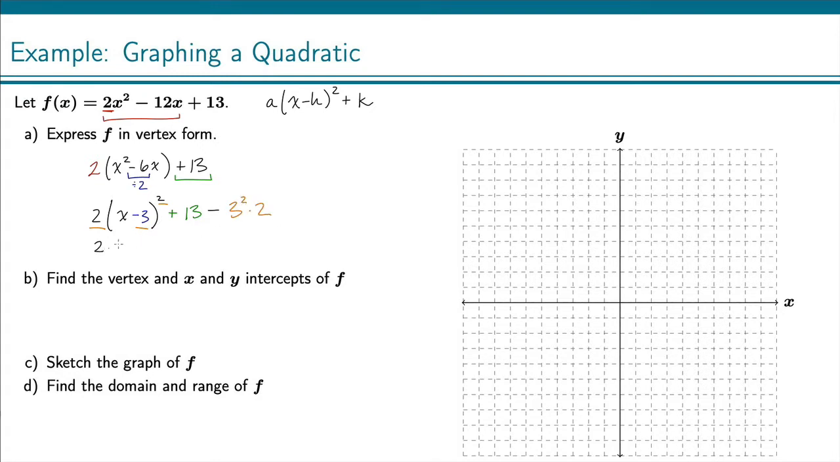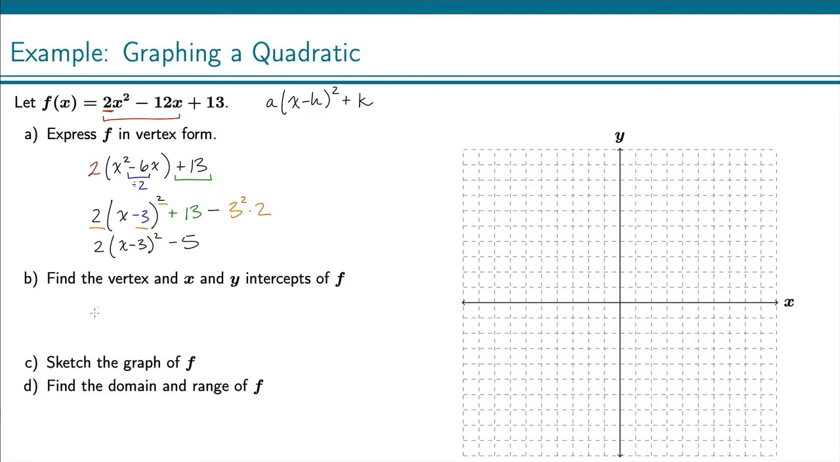And then we just simplify a little bit. So we've got 2 times x minus 3 squared. Then we've got plus 13 minus, this is 9 times 2, so this is minus 18. So plus 13 minus 18 is minus 5.